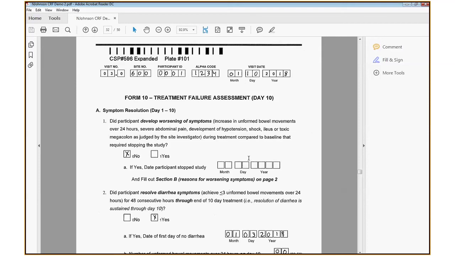To clarify the difference, if they do show some improvement, but then have a recurrence even after the improvement, it is not a treatment failure, it is a recurrence. Usually this would happen after day 10, but it is possible for it to happen before day 10. So make sure you consult with the LSI and with the national coordinator in the chair's office if you have any questions about this.